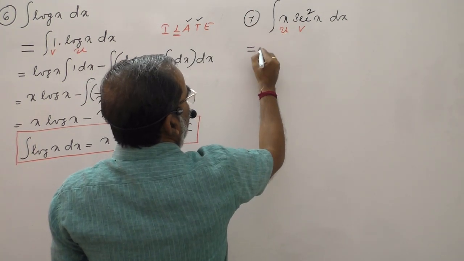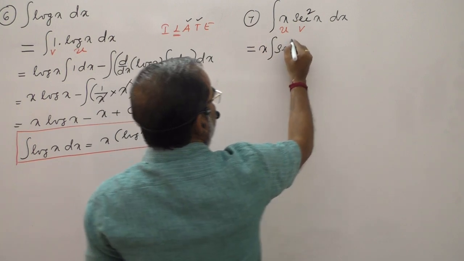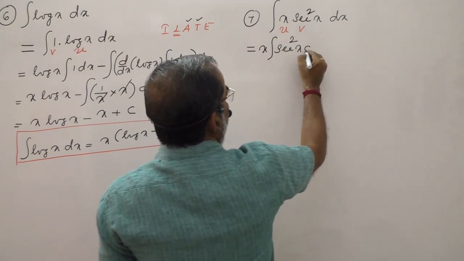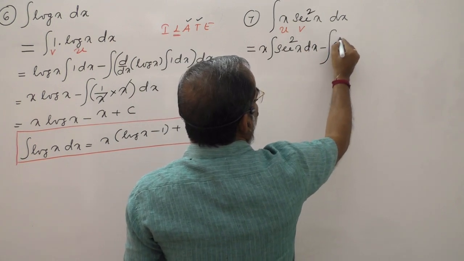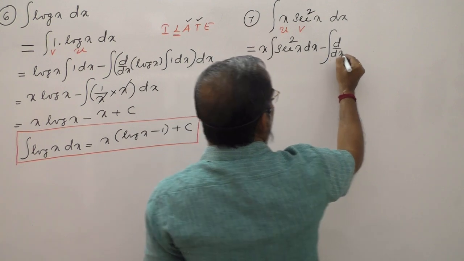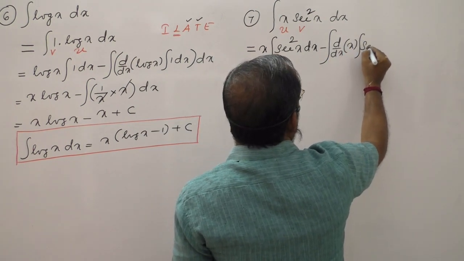So now we will integrate. First u into integral v dx, secant square x dx. Then minus integral of d by dx of u, u means first function, into integral v dx.